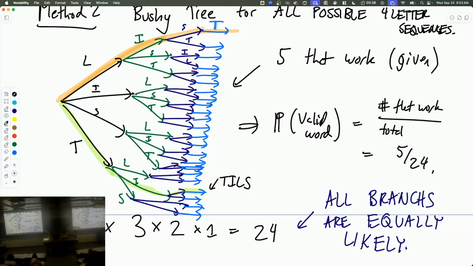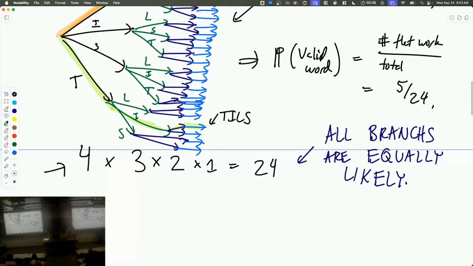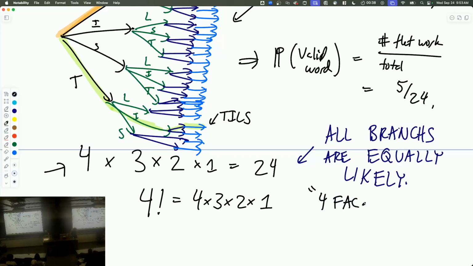Okay, this 4 times 3 times 2 times 1 idea has a special name. I will say the special name in 1 second, but this is a good place to pause. Are there any questions or comments about any of this? Okay, let me tell you the special name. 4 times 3 times 2 times 1, mathematicians write as 4 exclamation point. I don't know who came up with this idea of reusing the exclamation point to mean something other than excitement, but this is called 4 factorial.